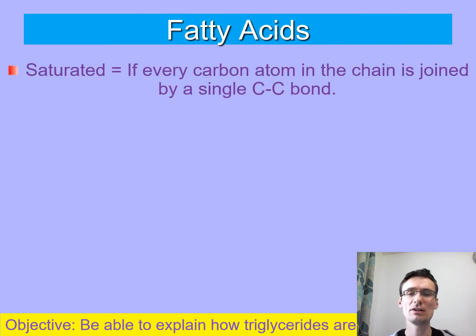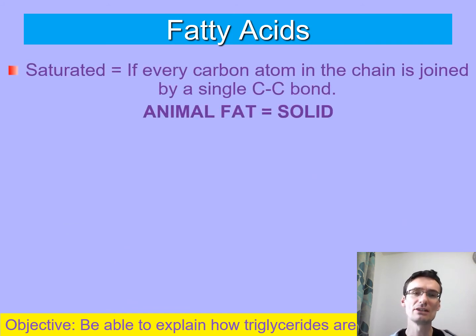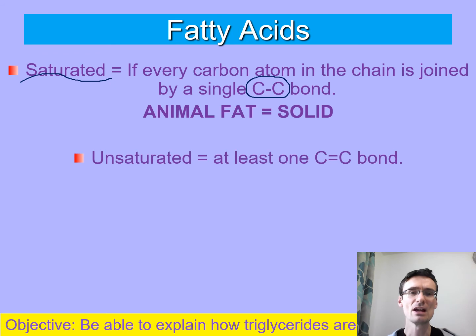So there are two types of fatty acids which we need to know about. Animal fats, which are generally solid at room temperature, are what we call saturated fatty acids. Now, what saturated fatty acids means is that every carbon atom in the chain is just single bonded carbon bonds, okay, and that gives the specific properties that makes it have a higher melting point, which makes it a solid generally at room temperature.